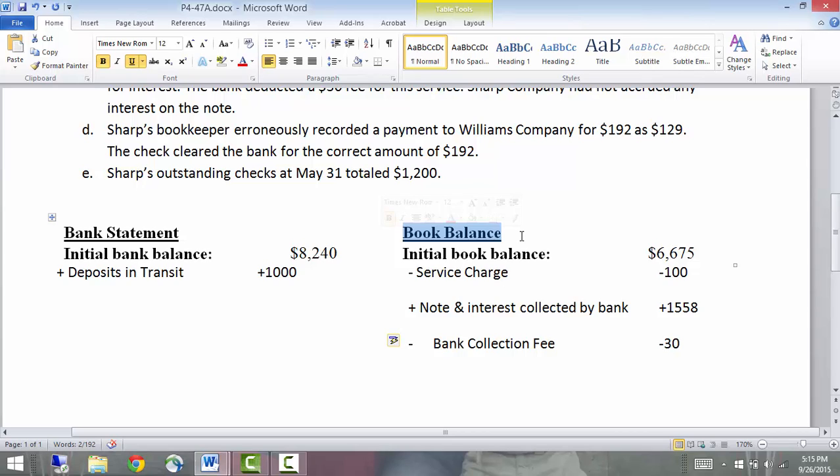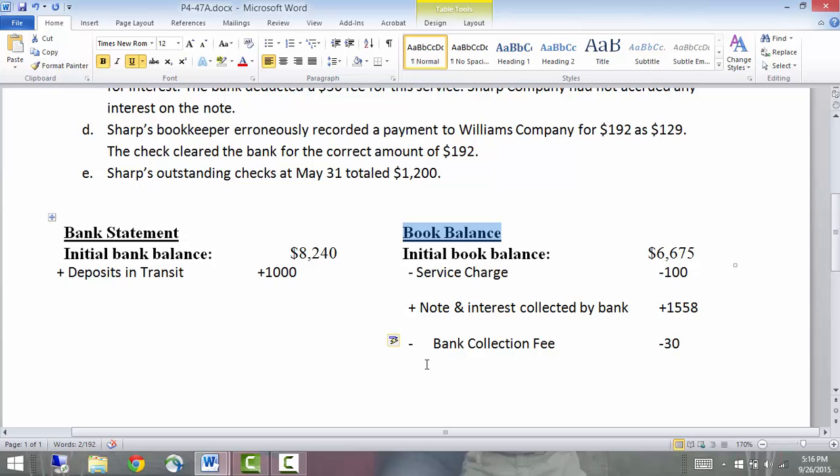And errors can go either way. Sometimes you would need to add something, sometimes you would need to subtract an amount. You just have to read the fact situation to see whether you should add or subtract. So here our adjustment's going to be on this side because our bookkeeper is the one that made the mistake. The check cleared the bank in the correct amount, so the bank statement would be right. It's our books and records that are wrong. So we made a payment of $192. Our bookkeeper wrote a check for $192, but when she keyed it into our accounting system, she only keyed it in as $129. So our accounting system shows that we only paid $129, when in reality we paid $192.